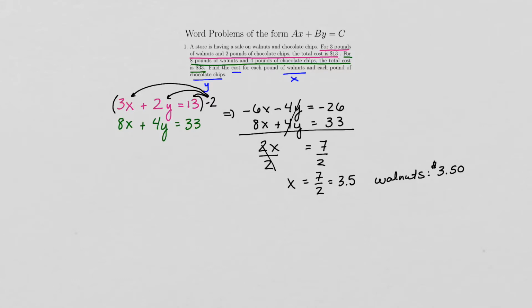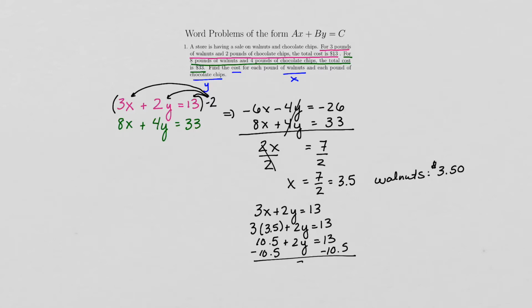And now I can take this 3.5 for x and plug it into any equation I want. I'm just going to pick the very first one. So 3x plus 2y equals 13. So we're going to have 3 times 3.5 plus 2y equals 13. So 3.5 times 3 gives us 10.5. So 10.5 plus 2y equals 13. I'm going to subtract 10.5 from both sides. So 2y is going to be equal to 13 minus 10.5, which is 2.5.